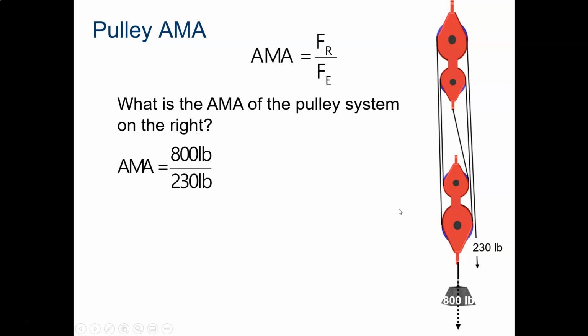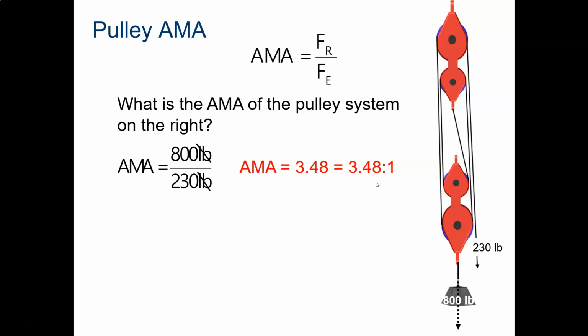So what is the actual mechanical advantage of this pulley system here? Remember, mechanical advantage is a dog going a little mad upstairs. So again, the actual mechanical advantage is FR over FE, and you do not have to memorize that. Again, that's on your equation sheet. What is the FR in this case, in my pulley system? That is the 800 pounds here, and my FE, this is how hard the person is pulling, is 230 pounds. So the actual mechanical advantage is 3.48.